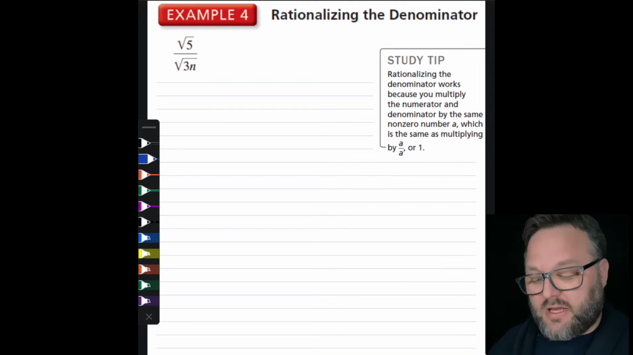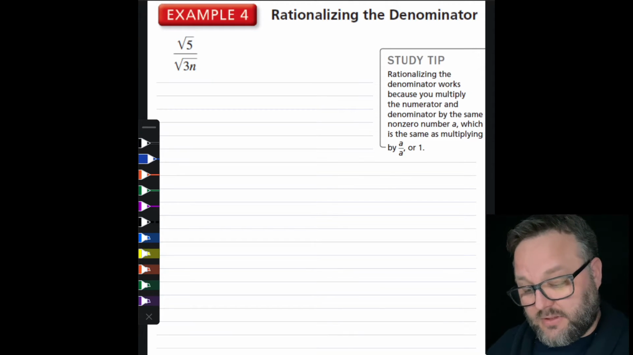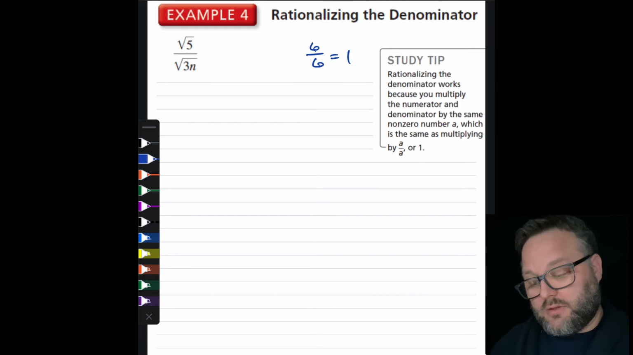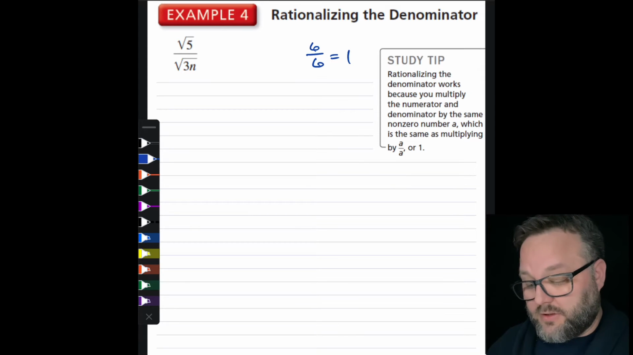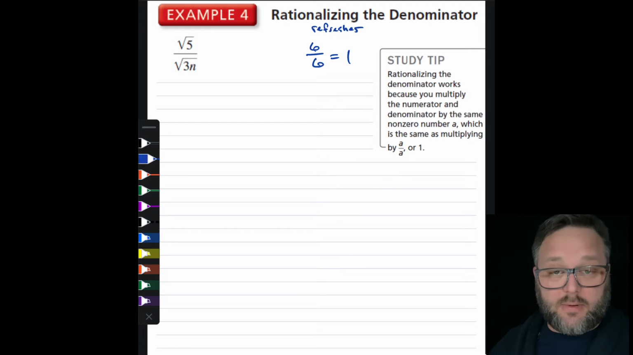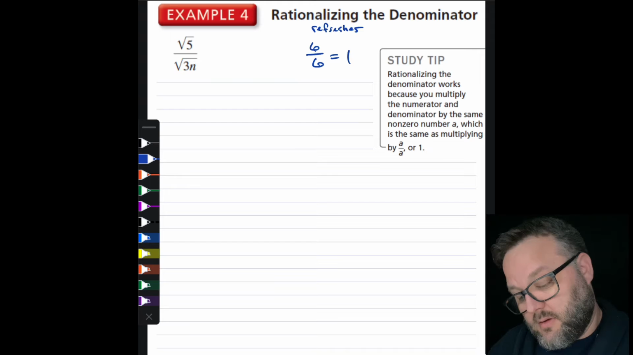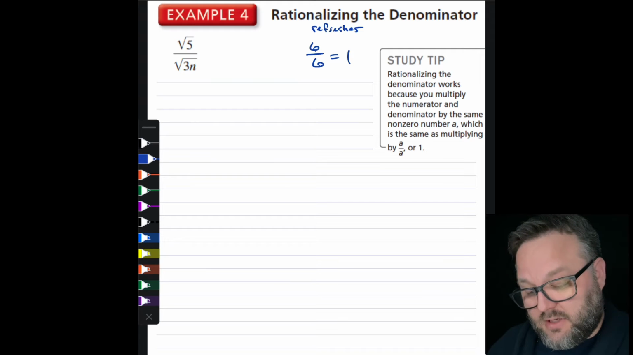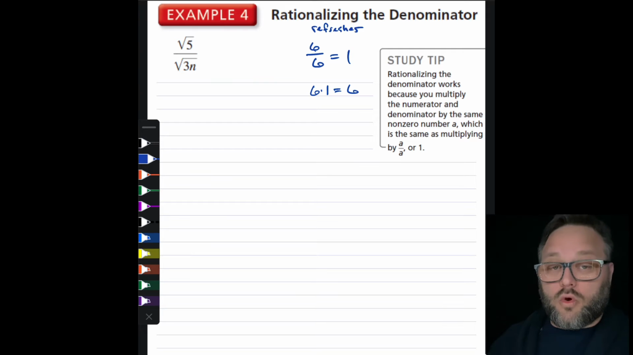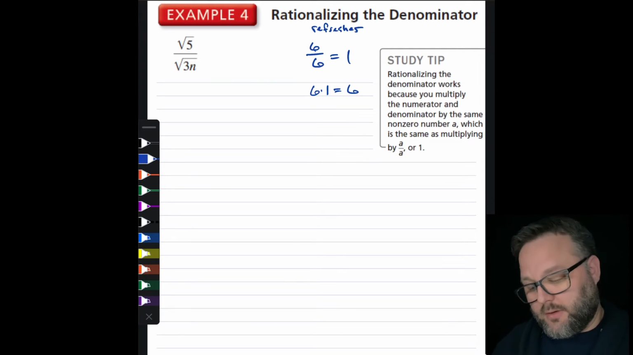What that means is we're taking the idea of anything times itself. So let's say 6 times 6 is equal to 1. So this is just a refresher that this is true. 6 divided by 6 is equal to 1. And anything times 1 is itself. We're going to use these two facts to rationalize the denominator.